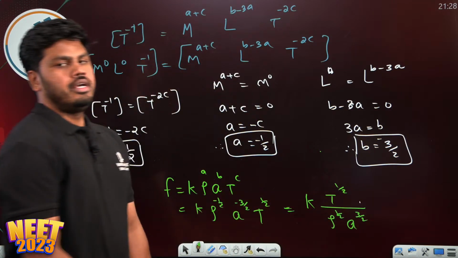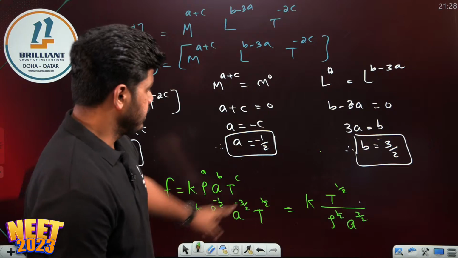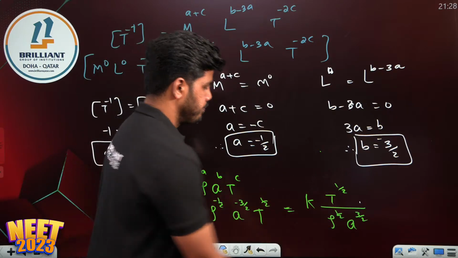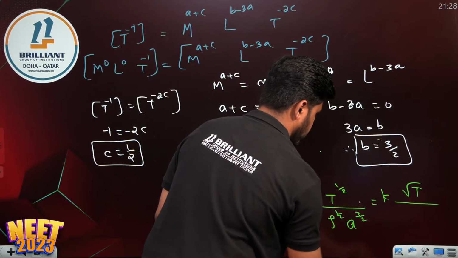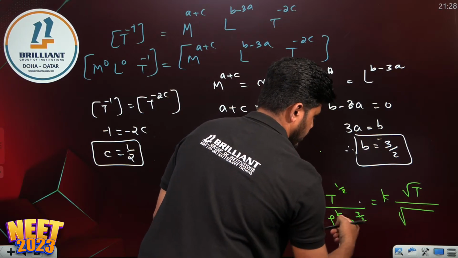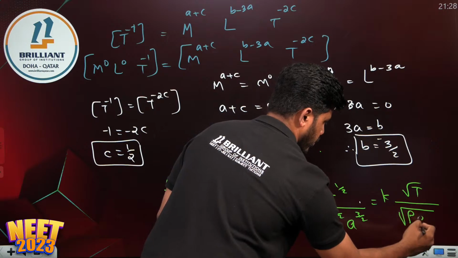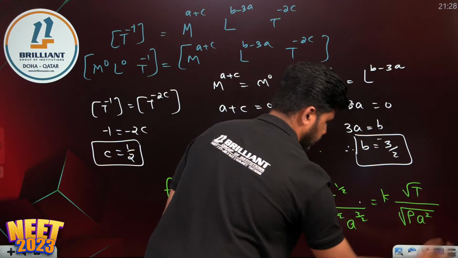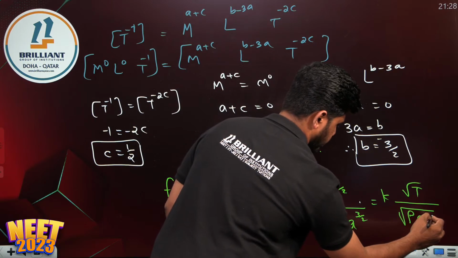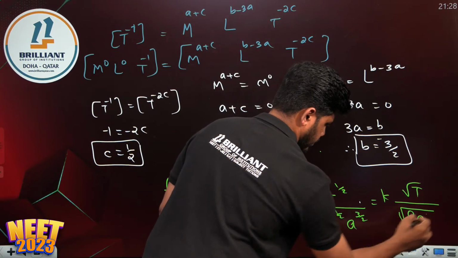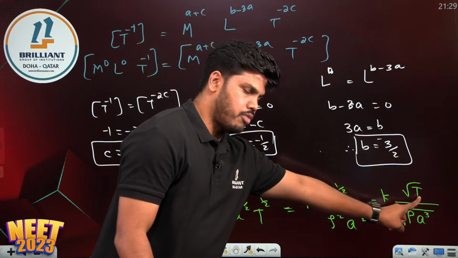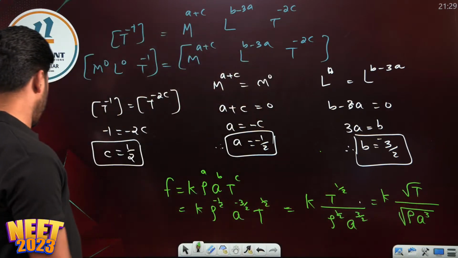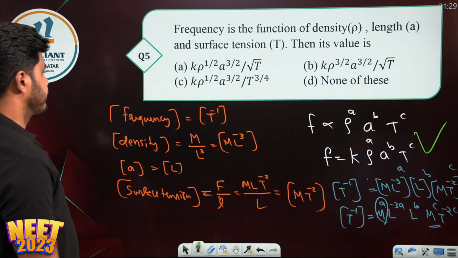Correct? Do we have any matching option? T raised to 1 by 2, that is root of T. Correct? So k into root of T divided by root of density into a square, sorry, a cube. That is the final relation. Now check the options. If you have any option like this, root T by root of rho a cube, that will be the answer.